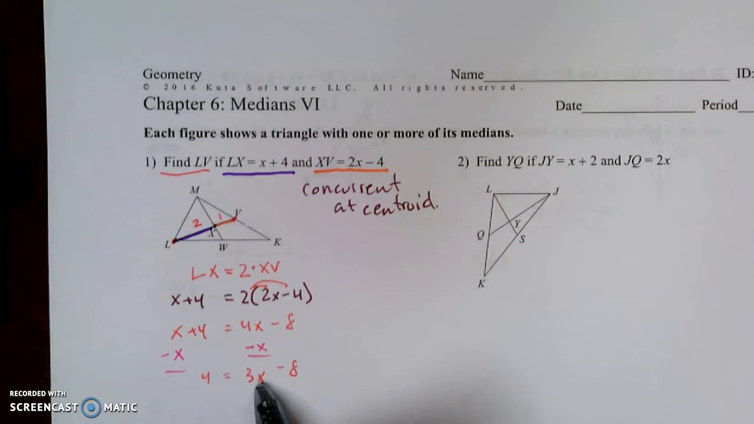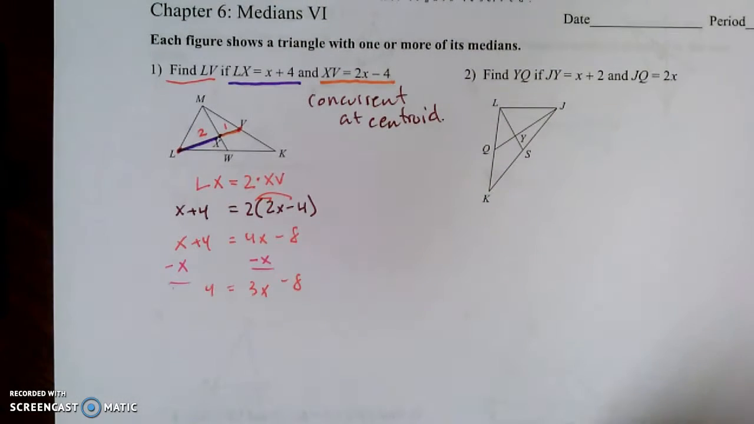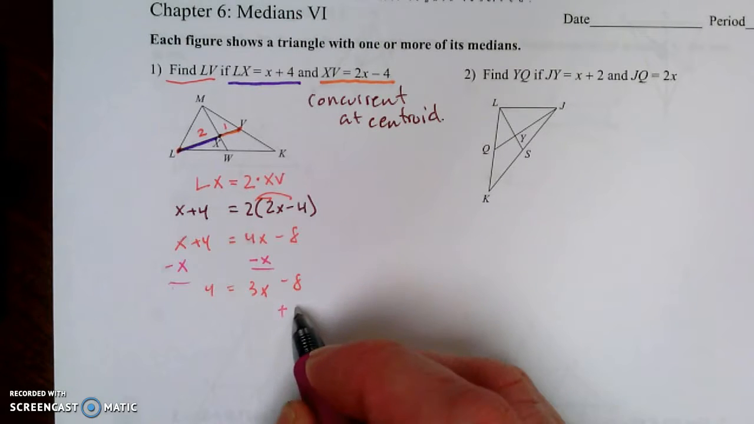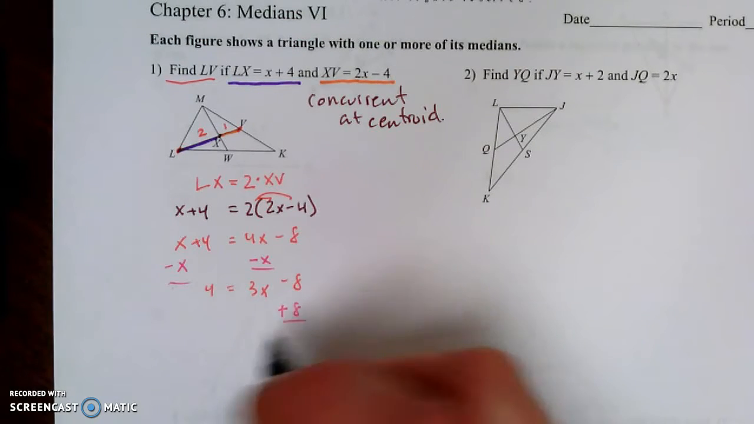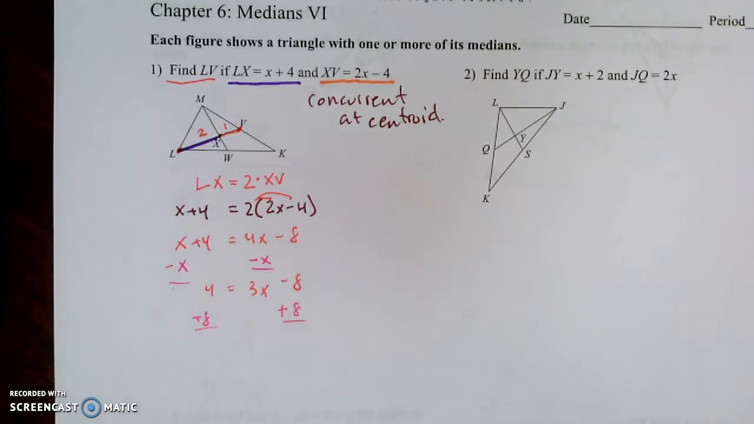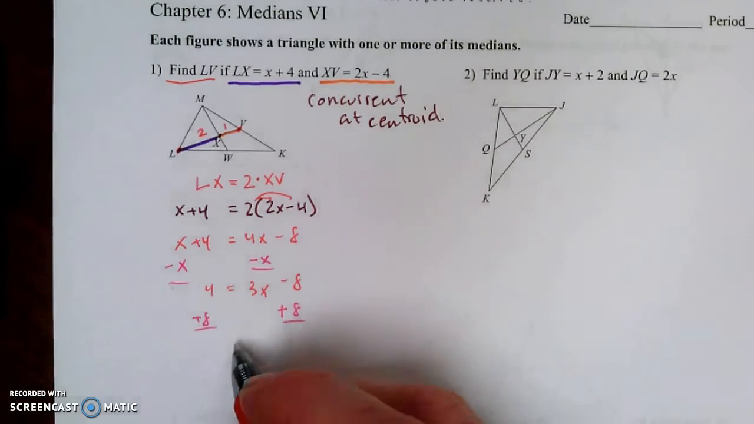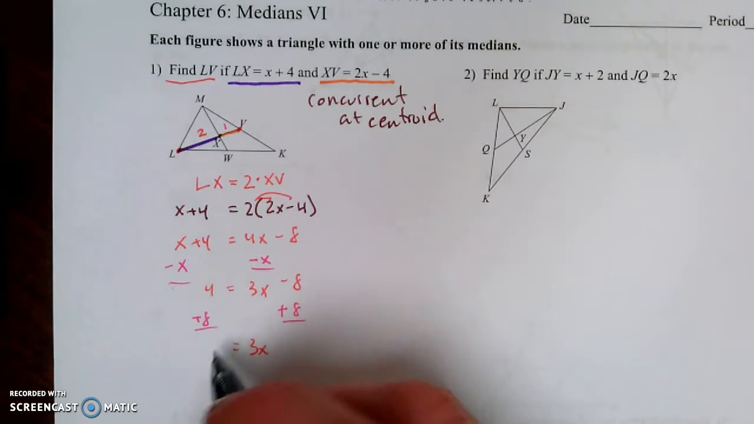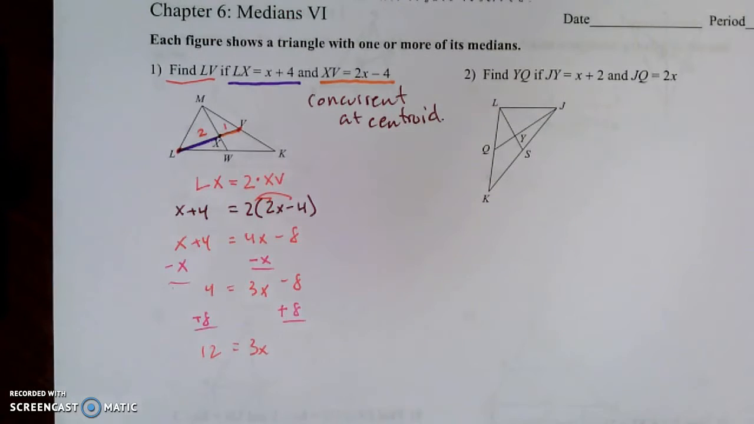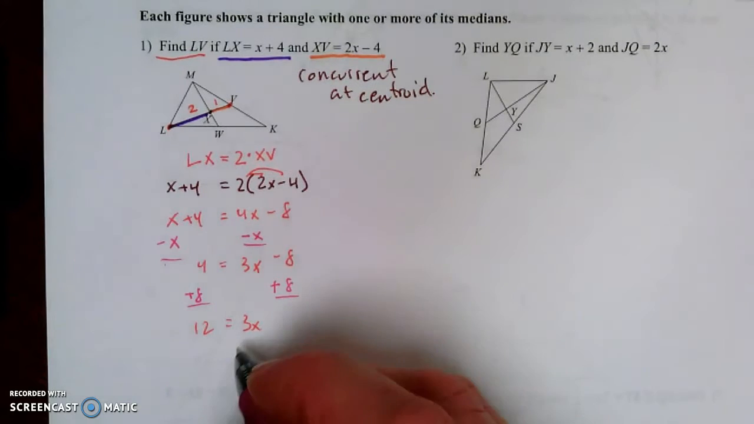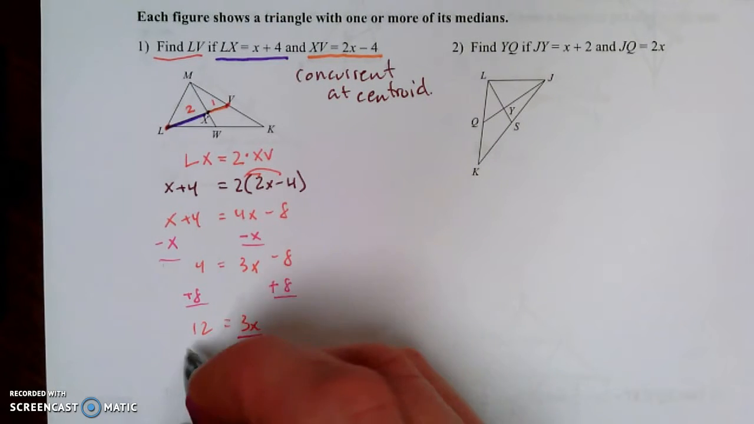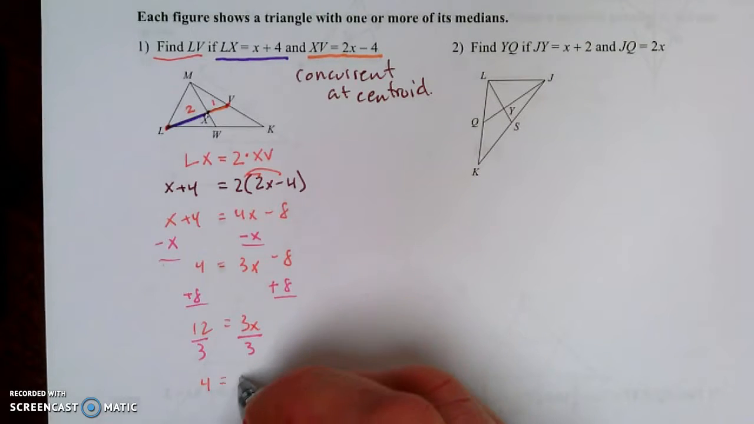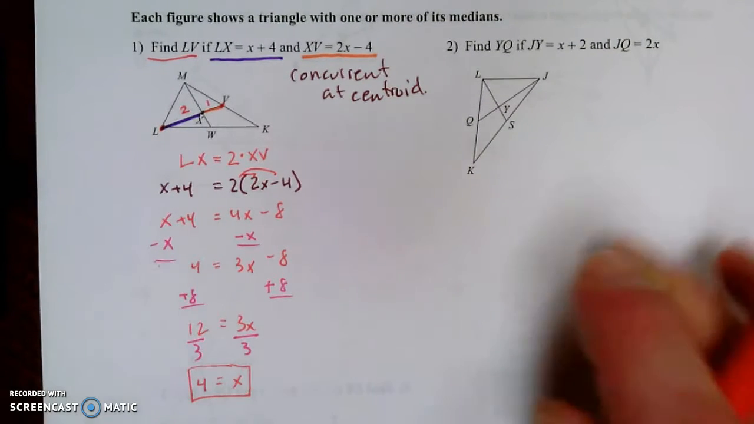Now, I want to isolate the term that has the x, so I need to get rid of all the other terms. In this case, this negative 8. We're going to do that by adding 8 to both sides. So we still have our 3x here. Negative 8, positive 8 cancel each other out. 4 plus 8 is 12. Now, finally, we're going to isolate the x itself by dividing by 3, the coefficient of that x. That's going to give us 4 equals x.